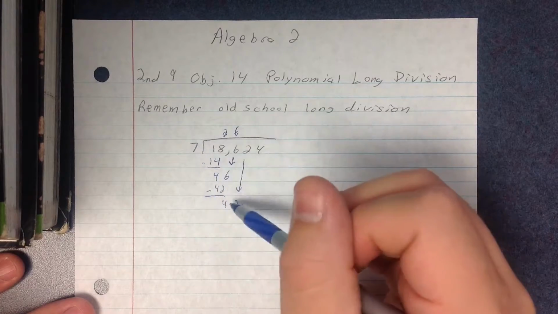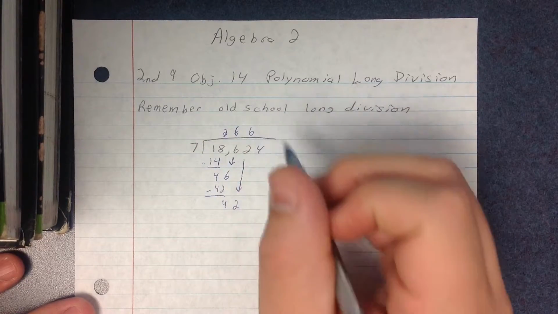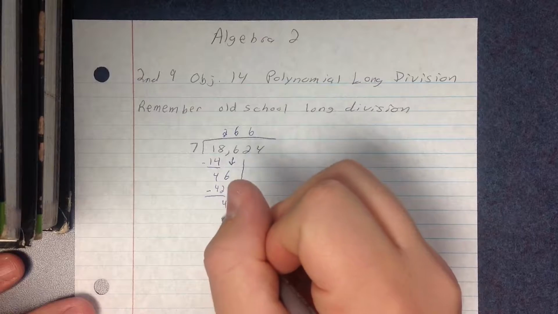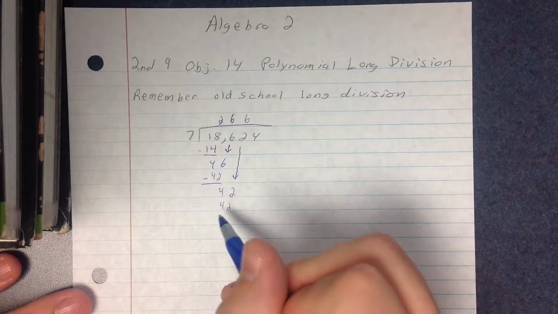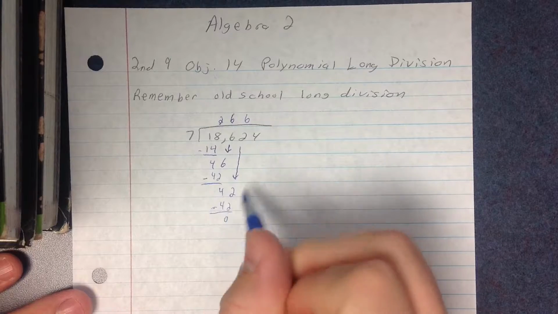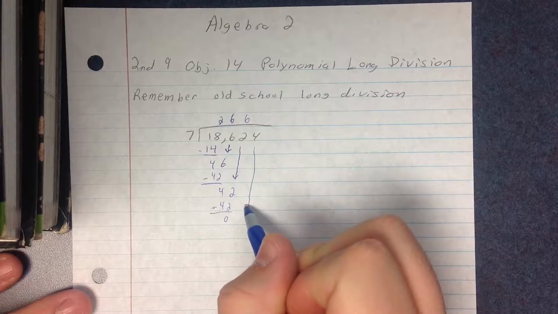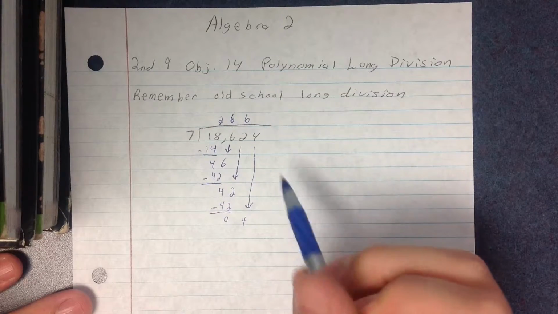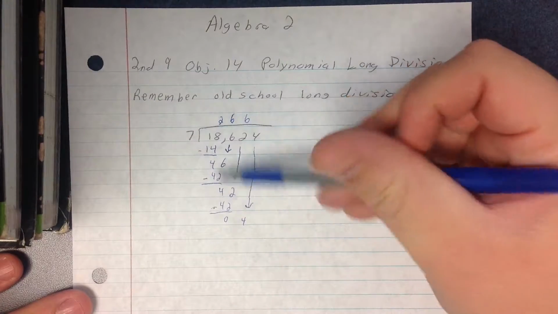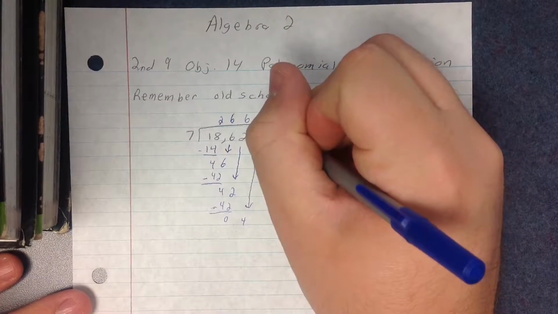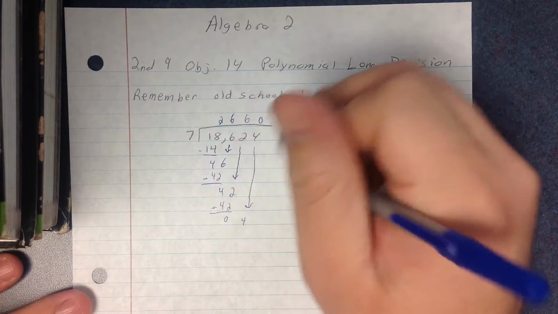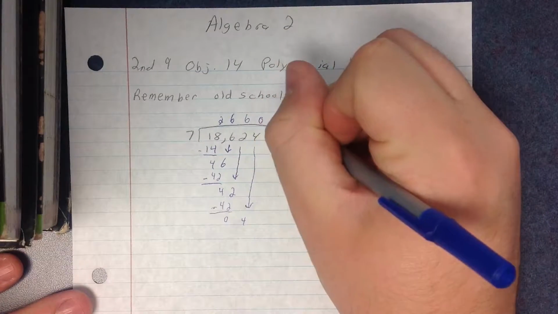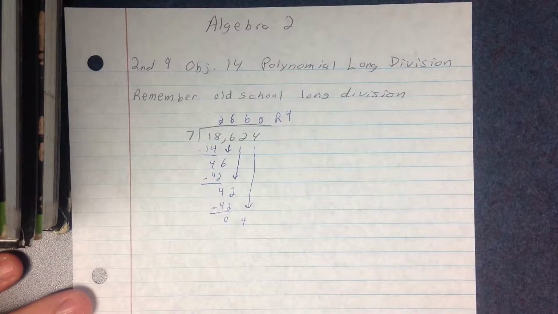And then 7 goes into 42 6 times. So 6 times 7 is 42. We subtract those two, we get 0. Then we have to bring down the 4. 7 doesn't go into 4, and there's nothing else to bring down, so we put a 0, and then this is my remainder of 4.